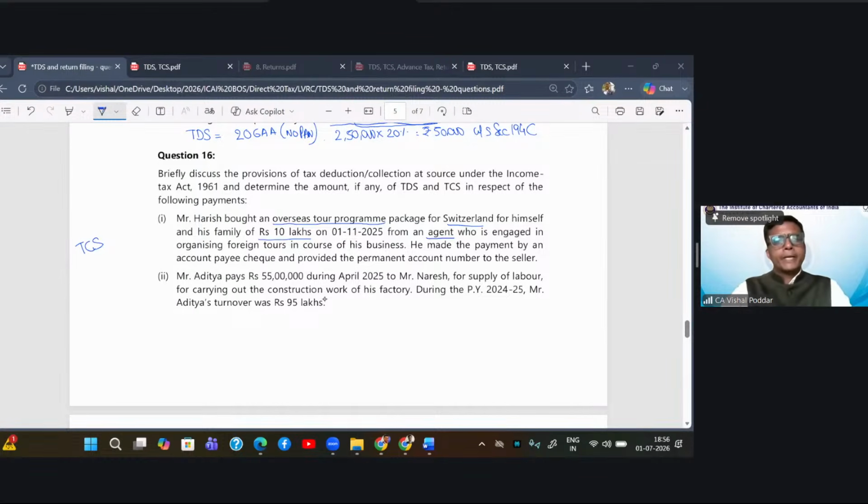Yes, Harshal, you are right. So, Garva has given me a section number. Can anybody else give me the TCS section number for foreign tour packages?